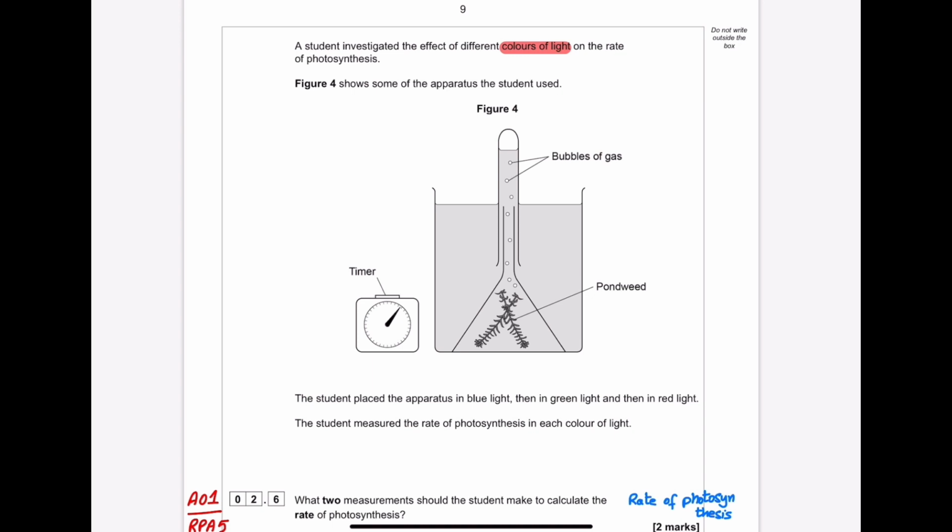Question is, which two measurements should the student make to calculate the rate of photosynthesis? Student need to calculate the number of bubbles produced in the fixed time. The time can be 5 minutes, 10 minutes, or 15 minutes for each color of light.